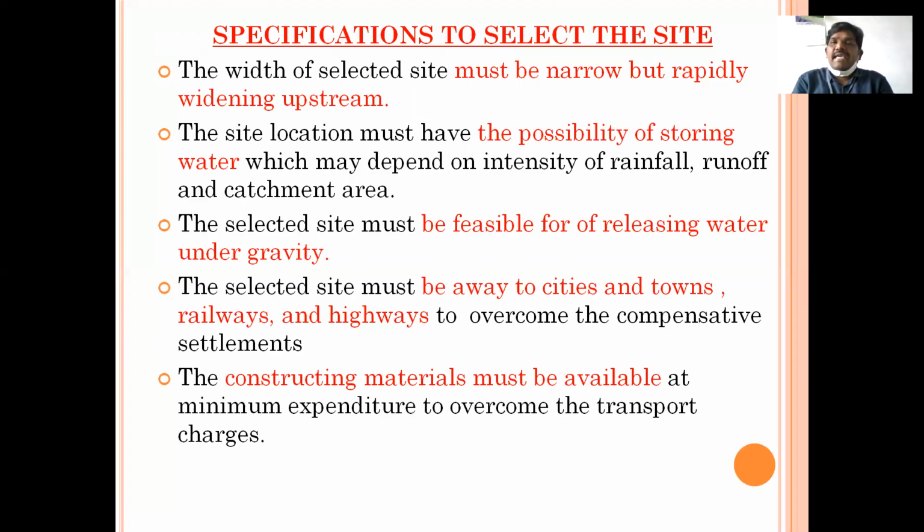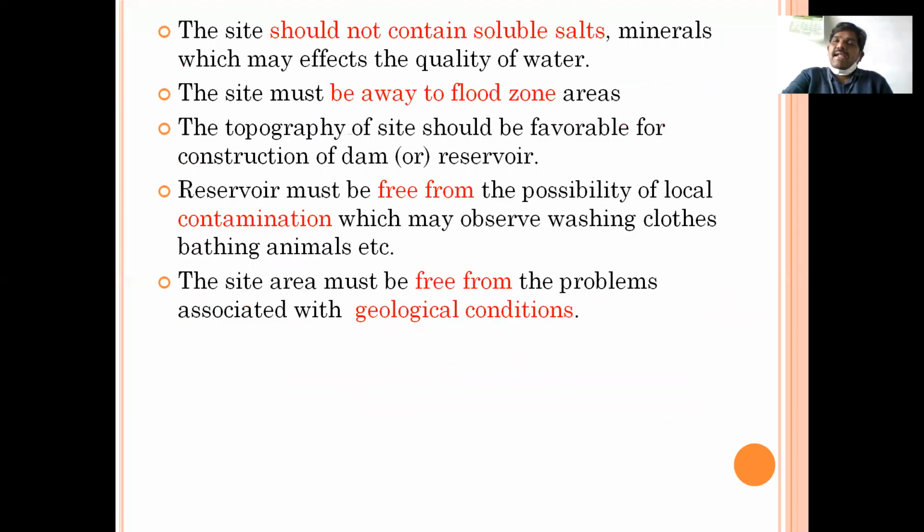And the next one is it should be away from the cities and towns to overcome the problems associated with compensation settlements. The construction material must be available nearby to the selected site to overcome the problems associated with transportation charges. And it should not contain any contaminated soluble salts, which may disturb the quality of water. The site must be away from the flood zones, and the topography should be favorable for construction of the dam or reservoir. The reservoir must be free from the possibility of local contamination, which may occur because of the washing of clothes, bathing animals, etc. And the selected site must be free from geological conditions like folds and faults.